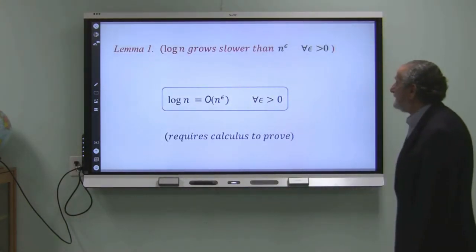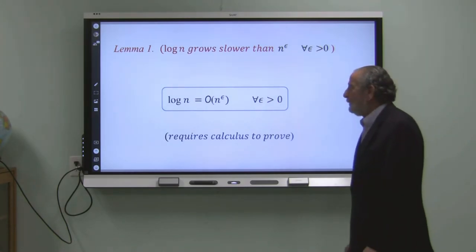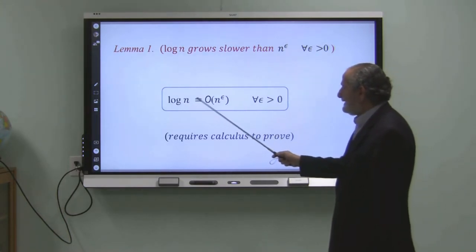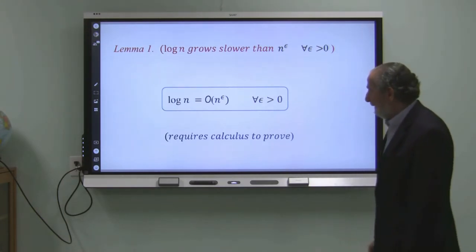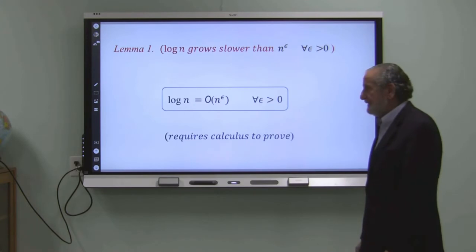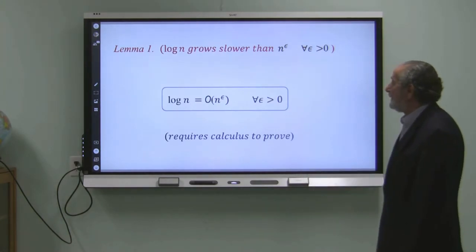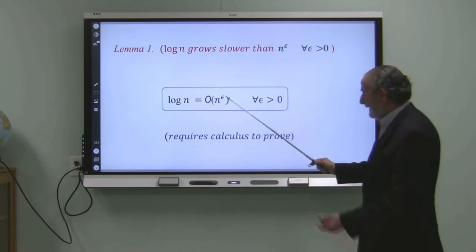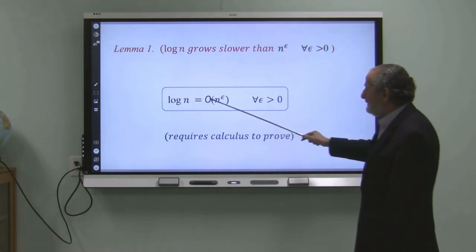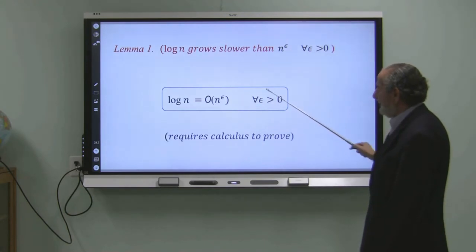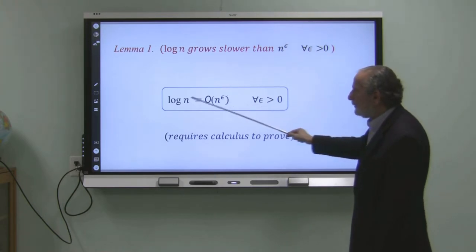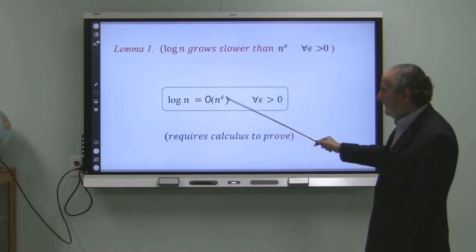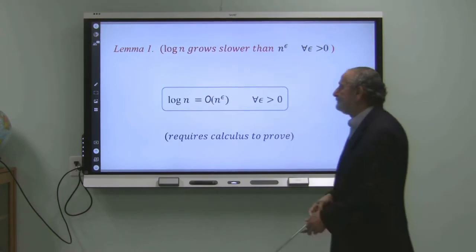Now log n, this is a very interesting and important theorem or lemma, if you want to call it. Log n is big O n to the power epsilon for any epsilon positive. And the proof of this is kind of a little bit difficult. It requires calculus to prove. So we just use it and we accept it as correct. So log n is big O n to the power epsilon for any epsilon. So if epsilon here is 1/2, 1/4, 0.0001, log n will still be less or equal than, will be a big O of that number, okay?